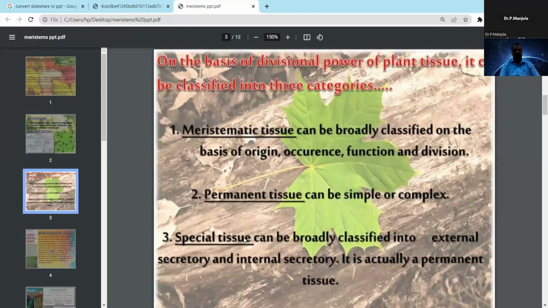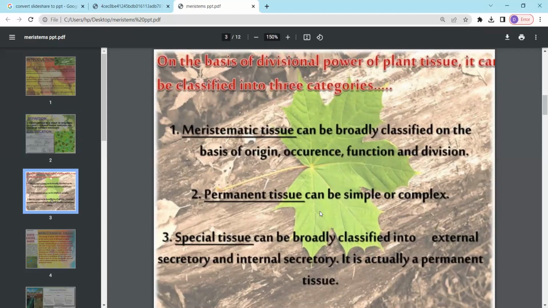So on the basis of division and divisional power of plant tissues, they are classified into three types. That is based on the divisional power. Generally meristematic tissues have the capacity to divide, whereas the permanent tissues cannot divide. They can divide only when they have a sign or signal.